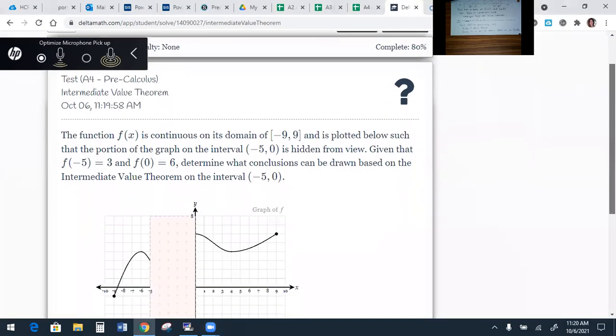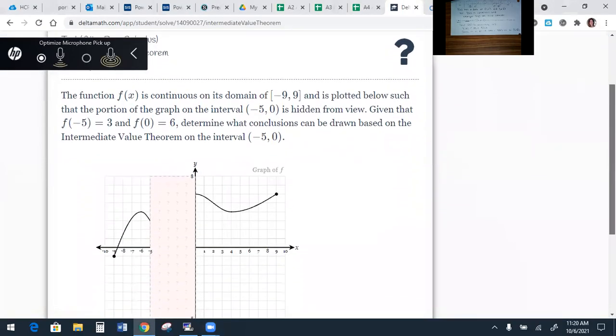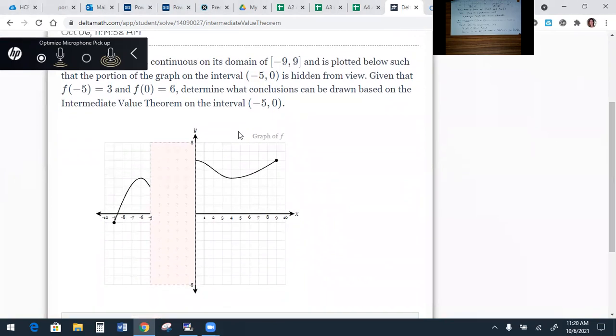Okay, here's what it's going to look like on Delta Math. Please pay attention because they set it up kind of weird and I want to make sure you understand how to do it. It's like the Desmos thing we did where part of it's hidden. But they write it out in words too. From -5 to 0, the graph is hidden from view. Given that f of -5 is 3, so they tell us that this y value is 3, and then f of 0 is 6, this y value is 6. Determine what conclusions we can draw.